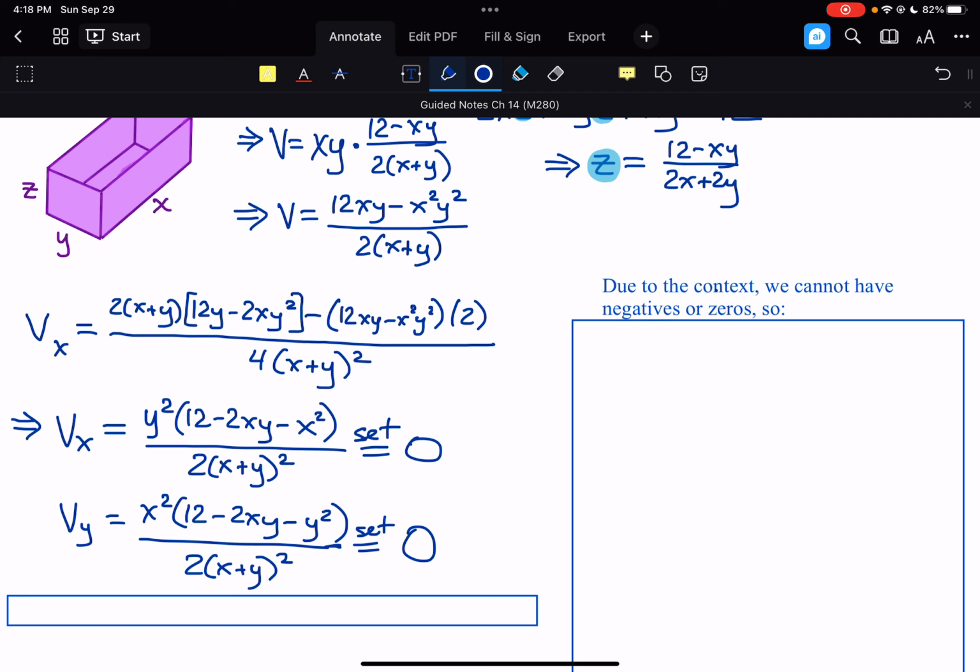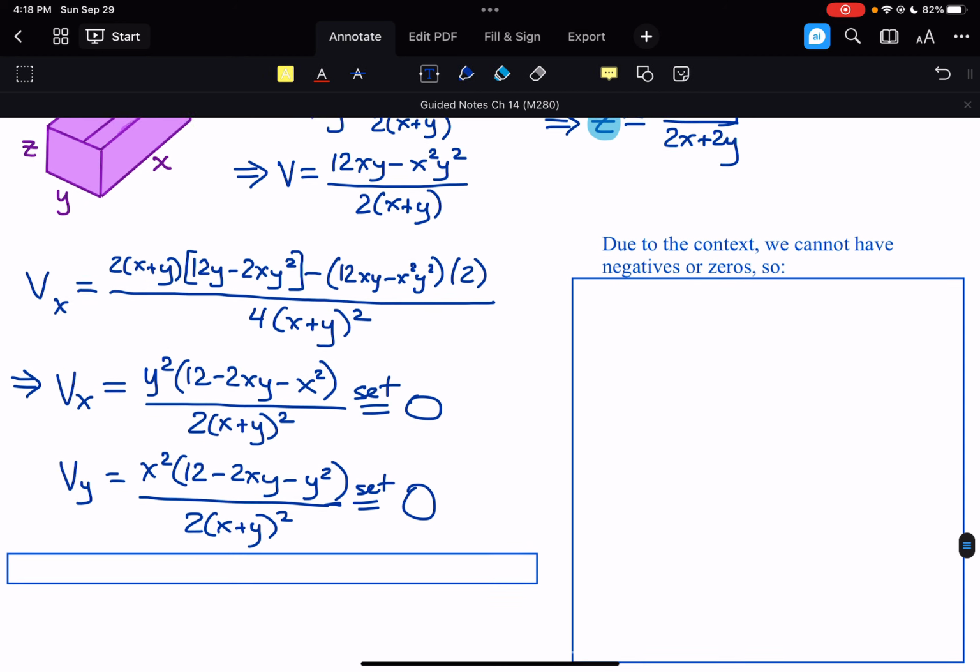Now, due to the context of the problem, we cannot have negatives or zeros, right? Because if x, y, and z are negative, then that doesn't make sense because it's the length of the side of a box. So you can't have a negative length. And we can't have zeros because if any one of these sides was 0, then the volume would be 0, it's just a flat piece of cardboard. So we can't have 0 because that would not be a maximum volume.